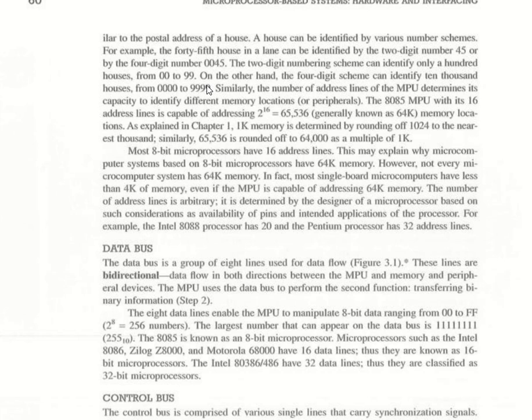And the microprocessor unit with its 16 address lines is capable of addressing 2 raised to 16, which totals 65,536, or generally known as 64K memory locations. So most of the 8-bit microprocessors have 16 address lines, and that explains why microcomputer systems based on 8-bit microprocessors have 64K memory. If you have seen the old floppy disks or the old devices used for storage purposes, they would be totally based on that.